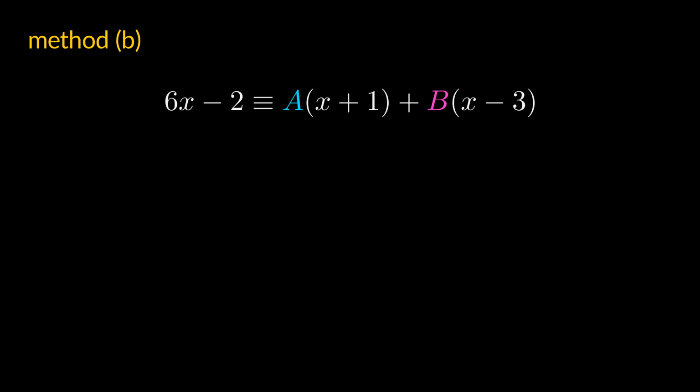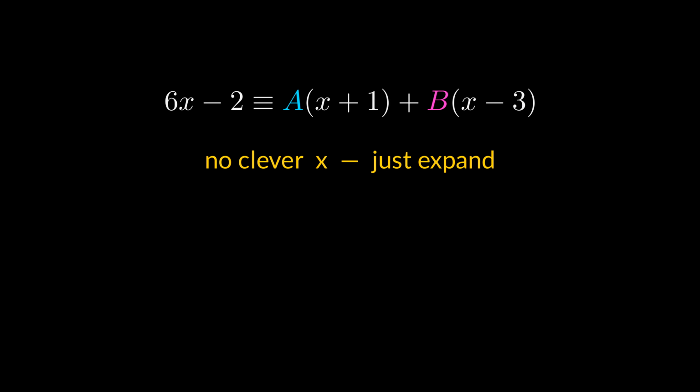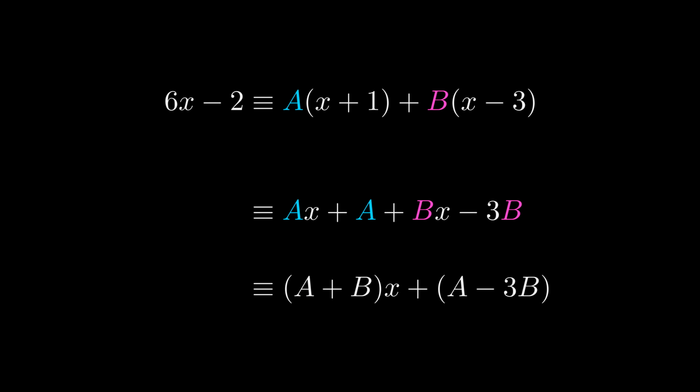So that was substitution. Fast, almost cheeky. But there's a second route, and it's the one that always works, even when no clever x can rescue you. Same opening line. 6x minus 2 equals A times (x plus 1), plus B times (x minus 3). Only this time, instead of choosing an x, we just expand it. Multiply it all out, then gather the terms. Every x in one pile, every plain number in another. And the right side turns into (A plus B) lots of x, plus the bundle, A minus 3B.